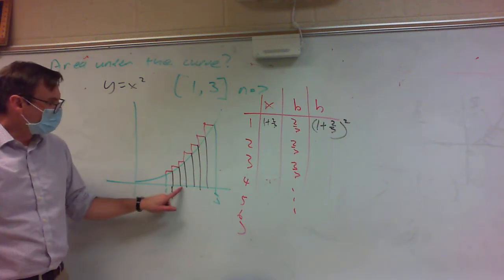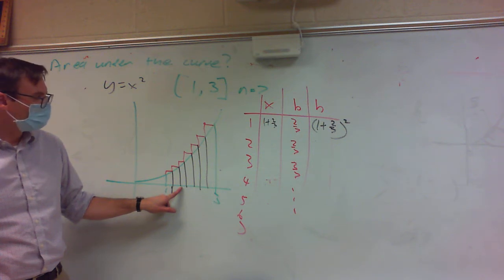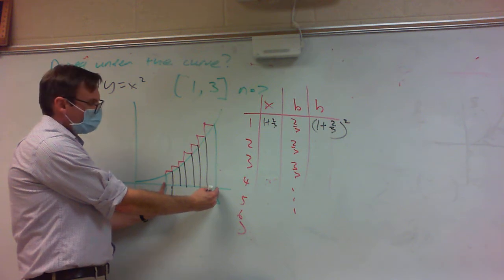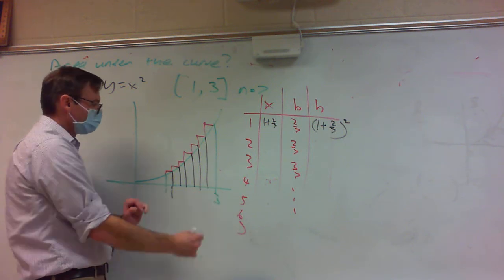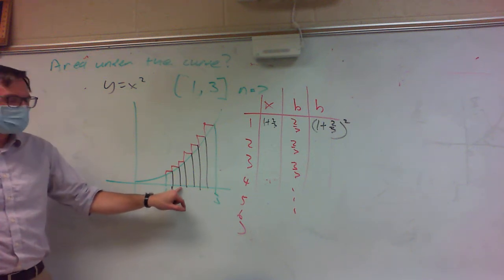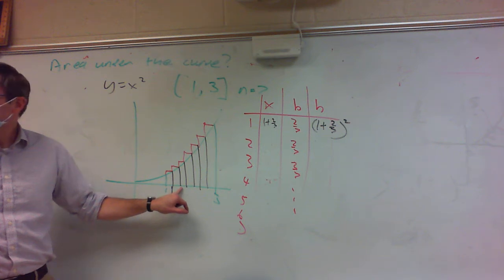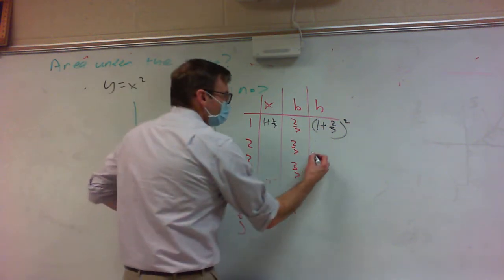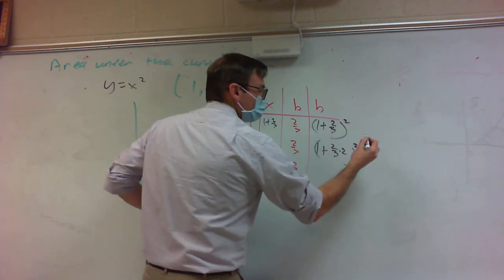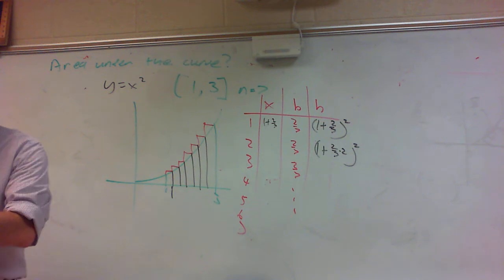Why is it 2/7 and not 3/7? What's this total distance? Oh, it's 1 to 3. Yeah, okay. What's this value we're going to plug in? 1 plus 2/7 times 2. There you go. Right? Everybody see that?